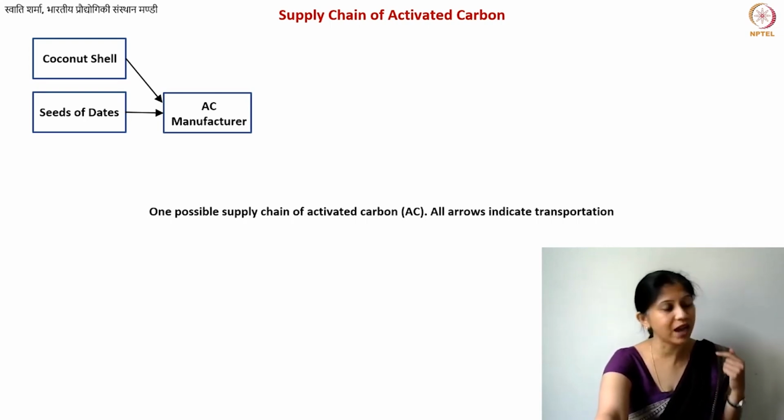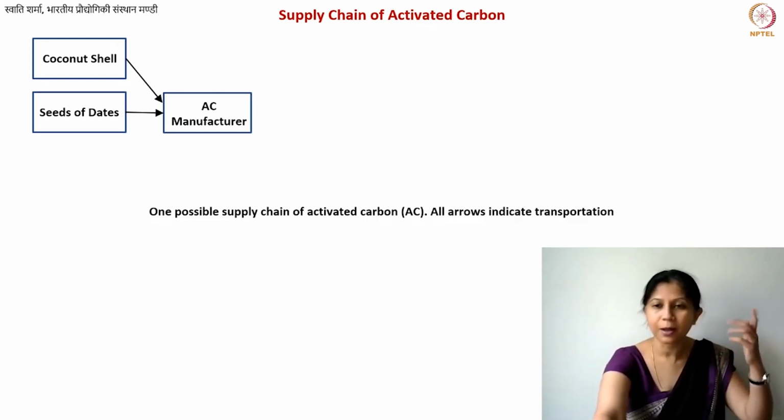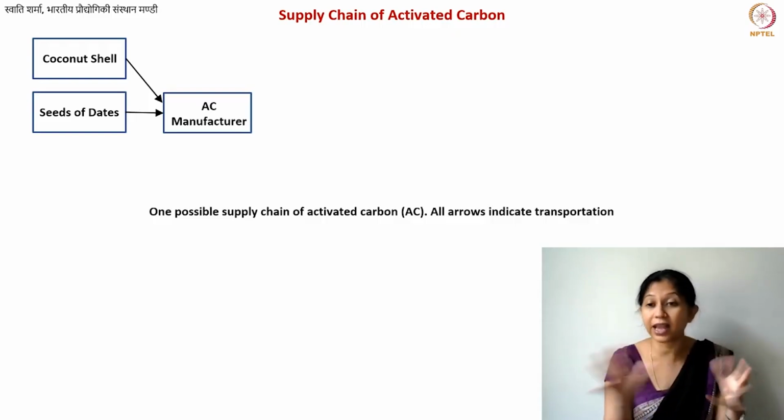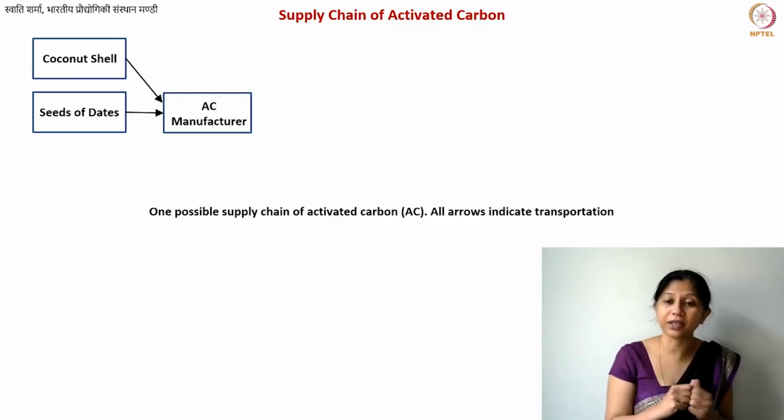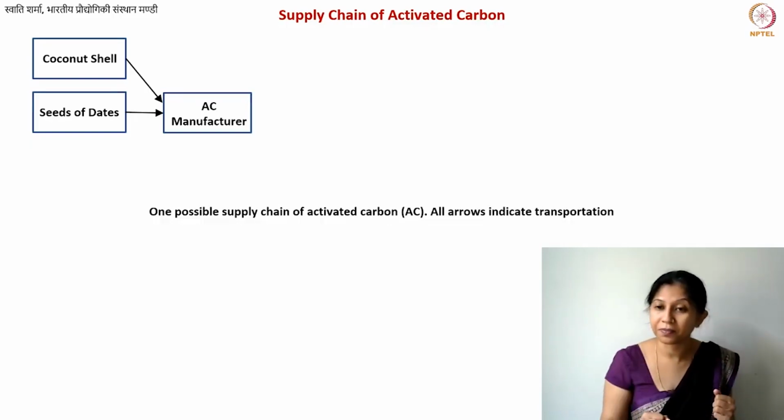So I decide that, okay, I will not just use one type of precursor, but I will make different grades of activated carbon from different precursors. Maybe also different types. I make pellets and I also make powder. Okay, so for different types of activated carbons, I need different raw materials.